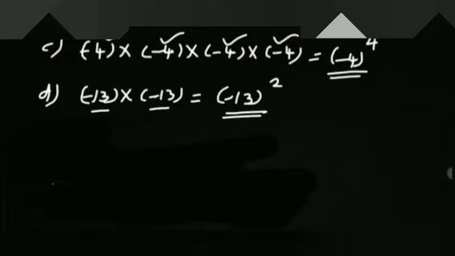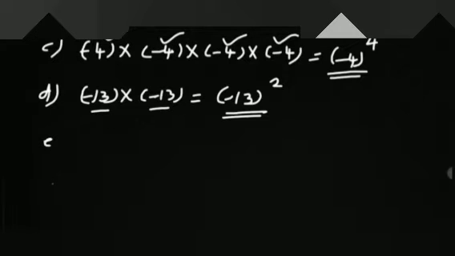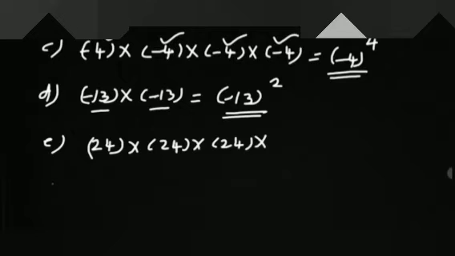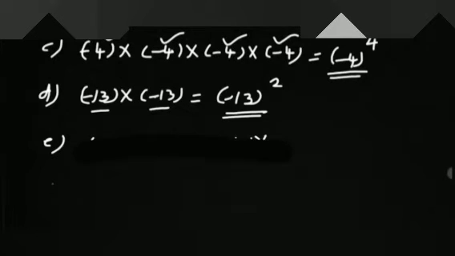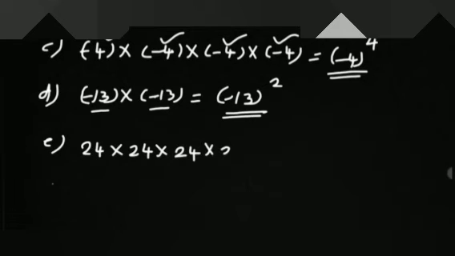Question number E. Can we write the next question now? Yes, question number E. 24 into 24 into 24 into, okay, sorry, this need not be written in the bracket. This is a positive integer 24, isn't it? Okay, 24 into 24 into 24 into 24 into 24. Here, the number which is being multiplied is what?